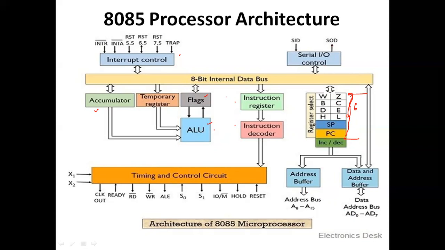So we'll be going to see what each and every part is meant for, like what is the instruction register meant for, what is the instruction decoder, what is the purpose of the interrupt controller, what is the purpose of serial IO control, what is the purpose of the timing and control unit, what are address buffers, what are data and address buffers. So we'll see each and every one, one by one, section by section. First and foremost comes the register section.